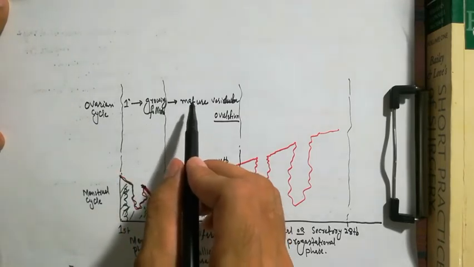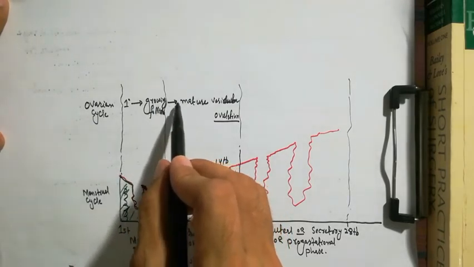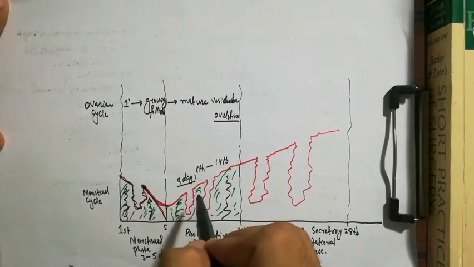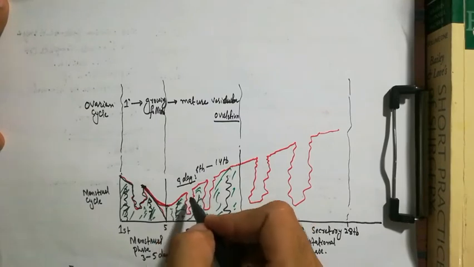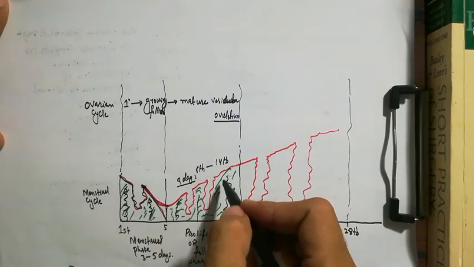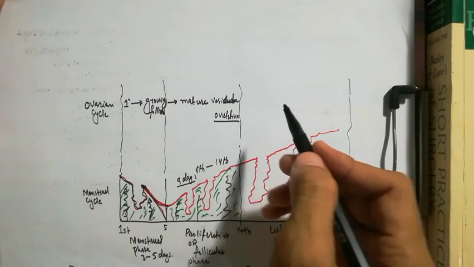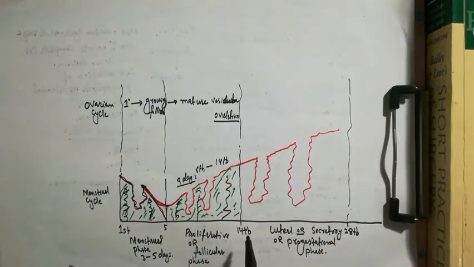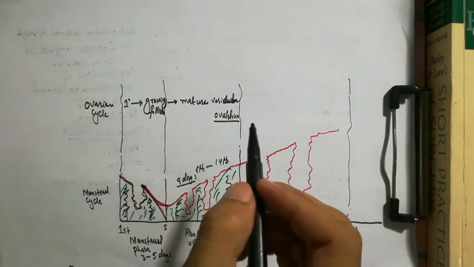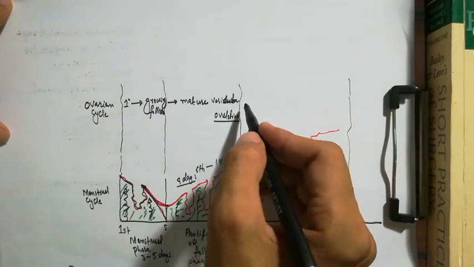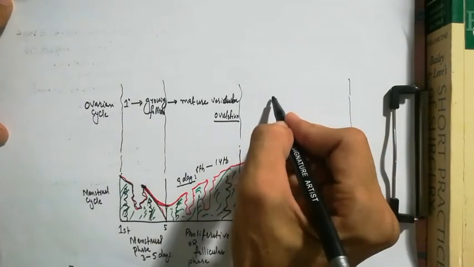Growing follicles and mature vesicular follicles: granulosa cells, the follicular cells of these ovarian follicles, secrete estrogen, and this estrogen acts on endometrial tissue, and endometrial tissue is developing. Thickness of endometrial tissue is increased gradually, and after 14th day, luteal or secretory or progestational phase starts. At this time, in ovaries, corpus luteum is formed.